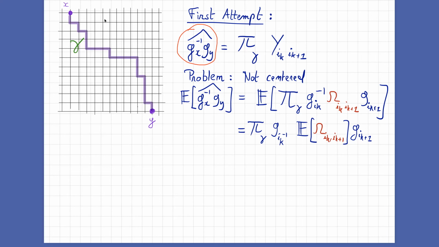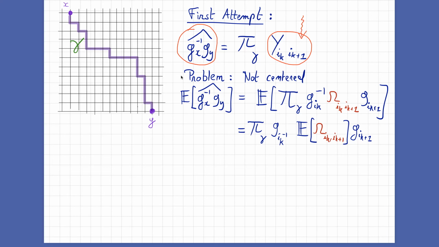And given the slide before, a first natural attempt is to pick a path gamma and to multiply over the edges of this path all the corrupted increments along those edges. So again, if there was no noise, this would exactly give you the answer you want, but there is IID noise on each edge, so this will not quite work.